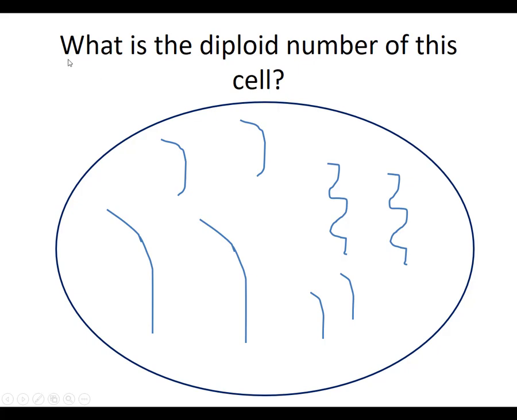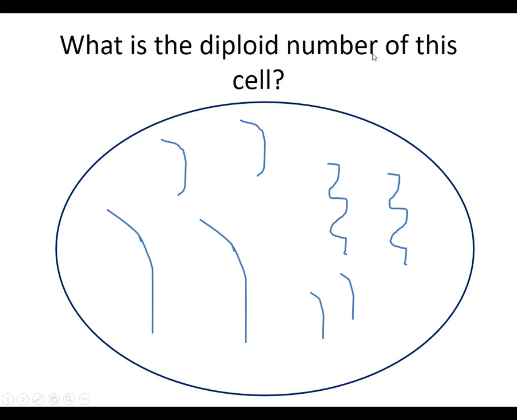So then you get to a question that sometimes will be asked. What's the diploid number of this cell? Now, pay attention. This is very important. The term diploid number means how many chromosomes make up two sets. What's the total number of chromosomes? If you have two sets of chromosomes, how many is that?